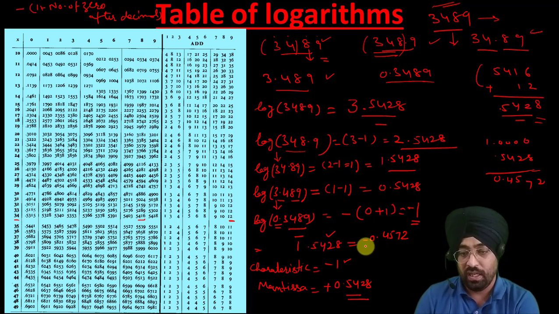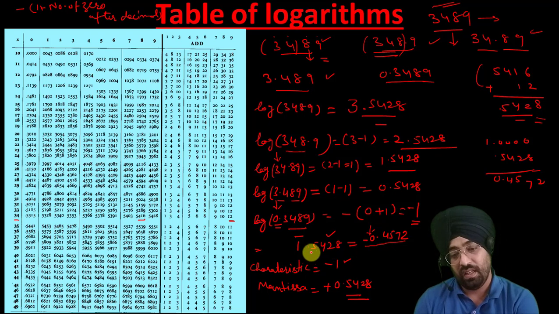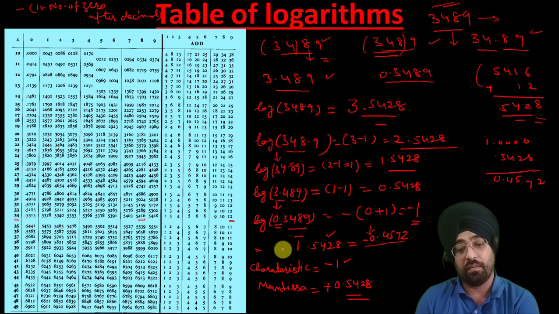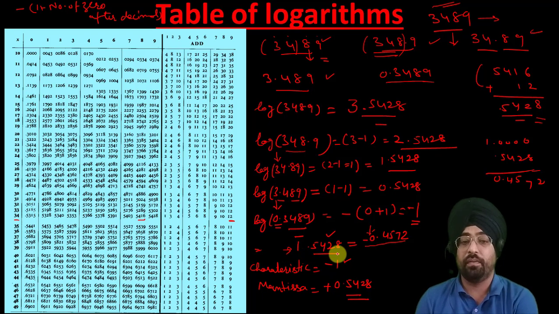Now this whole number is negative: the 0 before the decimal is negative, and after the decimal it is also negative. If we write 1 bar, that means this 1 is negative, but the digits after the decimal are positive. So that is how you find it. So you have to practice mantissa.